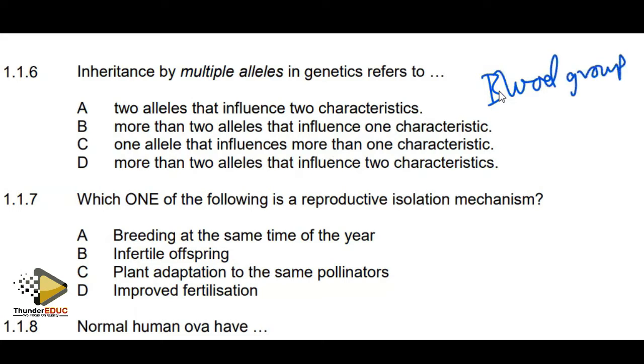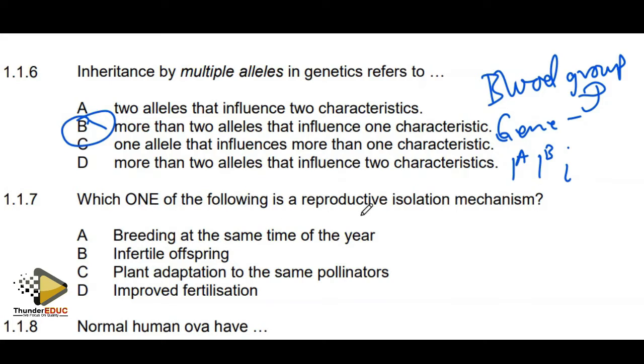Blood group is 1 gene. It is 1 character. And how many alleles are there? We have the allele for A, a dominant allele; for B, a dominant allele; and the allele for O, a recessive allele. So we have 3 alleles, and because there are 3, they are multiple. These multiple alleles influence 1 gene or 1 characteristic, which is blood group. That's why B is the most correct answer: more than 2 alleles that influence 1 characteristic.